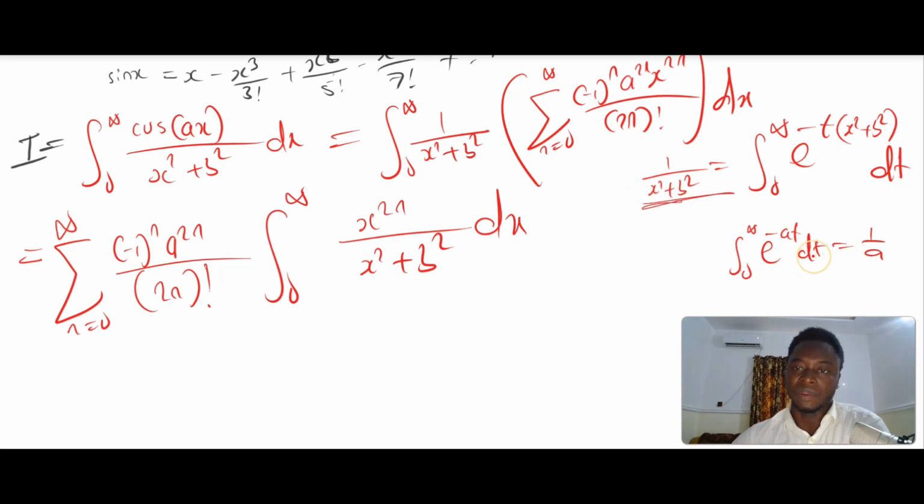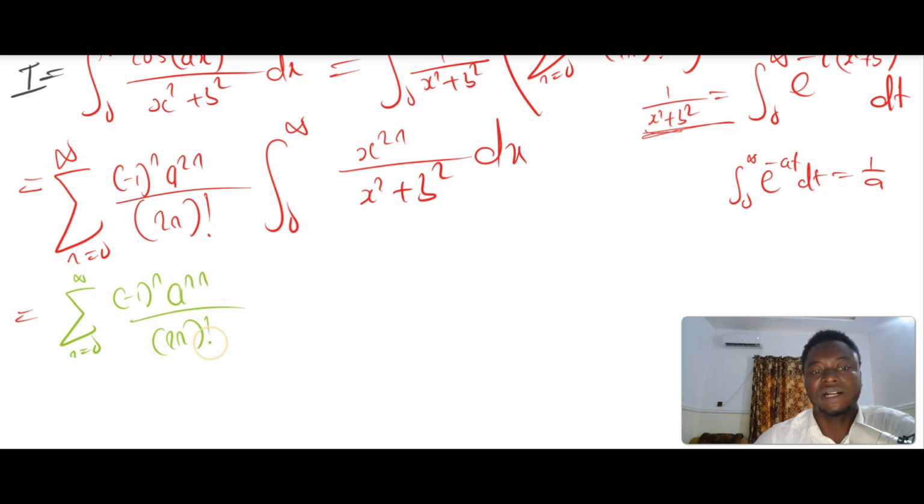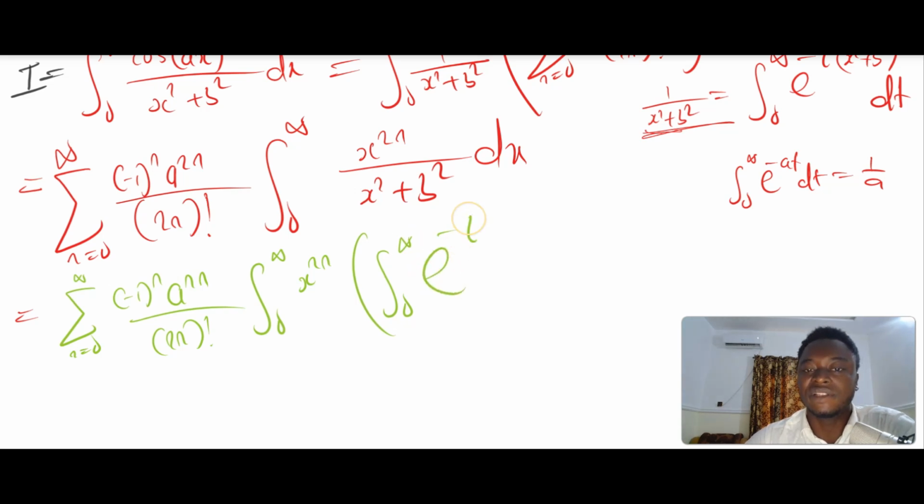There are many ways to represent this kind of denominator in terms of e, but the form that suits us today is the one we are using here. So basically you would end up with the sum as n runs from 0 to infinity of negative 1 to the n, a to the 2n, over 2n factorial, and then the integral from 0 to infinity of x to the 2n times the integral from 0 to infinity of e to the negative t times (x squared plus b squared), then dt and dx here.